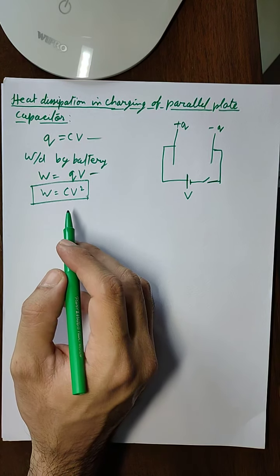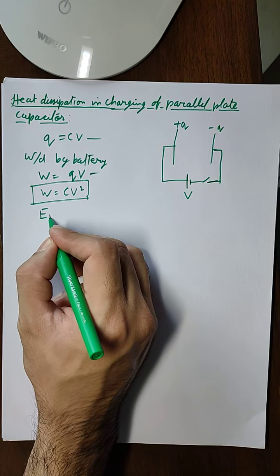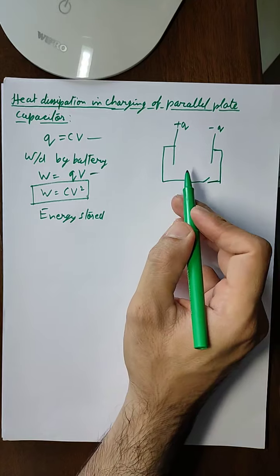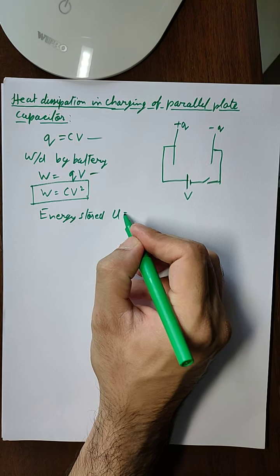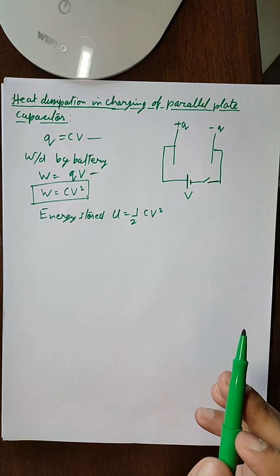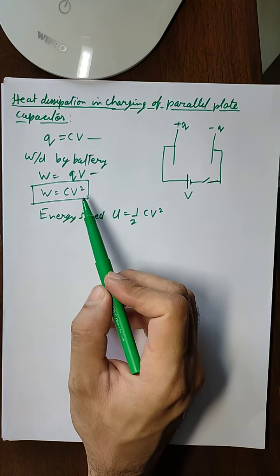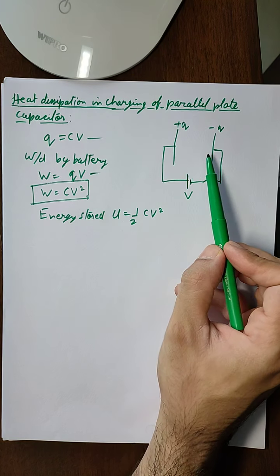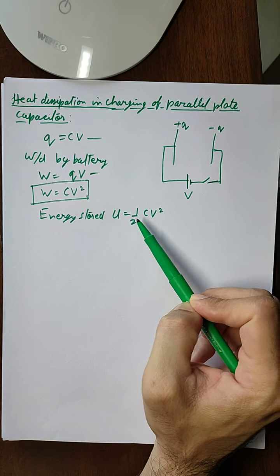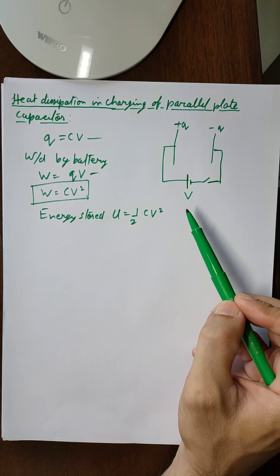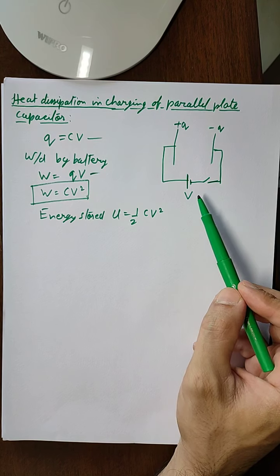Now we already studied in the previous section that the energy stored between the plates of the capacitor is given by U equals half CV square. It means that when the battery is doing the work CV square, the energy stored between the plates of the capacitor is half CV square. That is 50% of the work done by the battery. That means the other 50%, the other half CV square, is being lost.